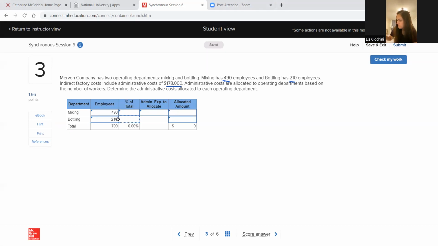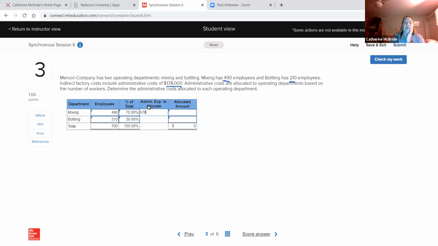So to allocate by employees, we have a total of 700 employees. So 490 divided by 700 is 70% of our employees. And 30%. I just checked it to make sure, 'cause I'm retentive that way. So we know that the mixing department has 70% of the employees and the bottling department has 30%.